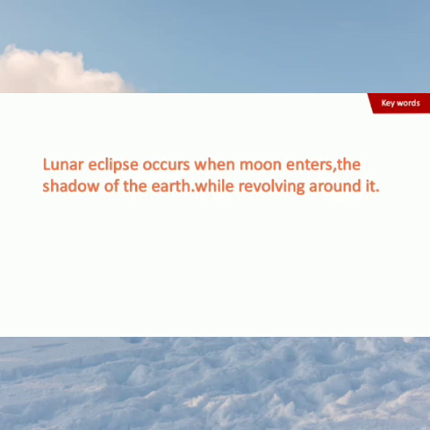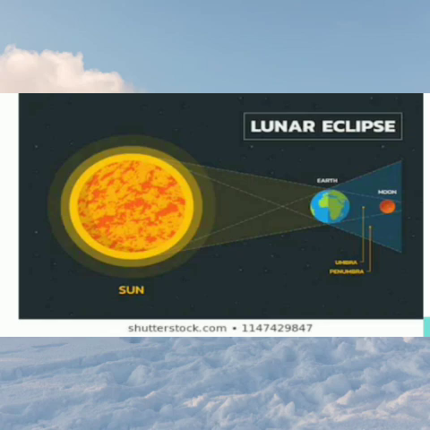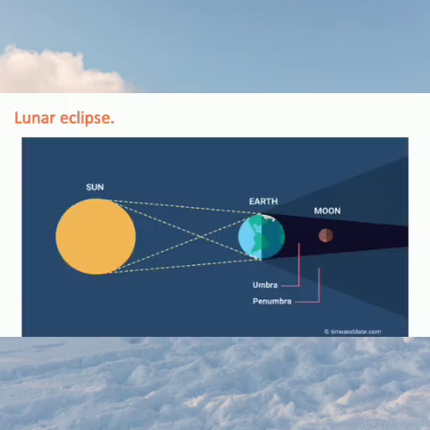Now my dear students, we are going to move and see the definition of a lunar eclipse. Lunar eclipse occurs when the moon enters the shadow of the earth while revolving around it. Here, while the moon is revolving, the shadow of the moon is entering the earth. You can see in both the pictures, the shadow of the moon is entering in the earth. The black colored arrow, which is covering half of the earth, that particular part, a lunar eclipse is caused.